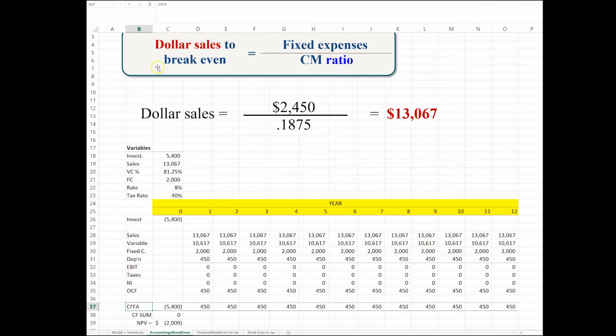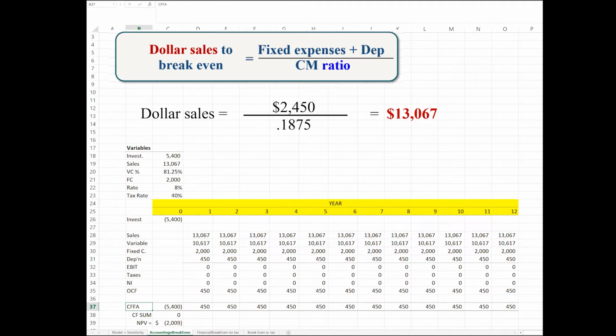Remember, there's a dollar sales and a unit sales to break even. The dollar sales is based on the contribution margin and fixed expenses, right? So this is, what level of sales keeps all of the lights on, keeps the business paying its employees, keeps the business paying its other expenses. Like we build the product, we pay our employees, we pay the light bill, we pay the rent, we pay everything, but we don't make any additional money, right?